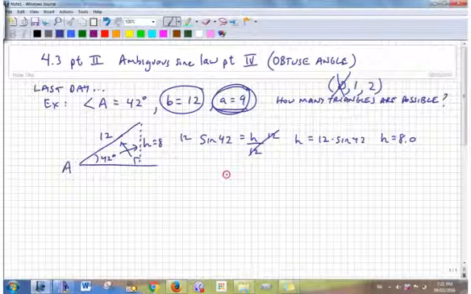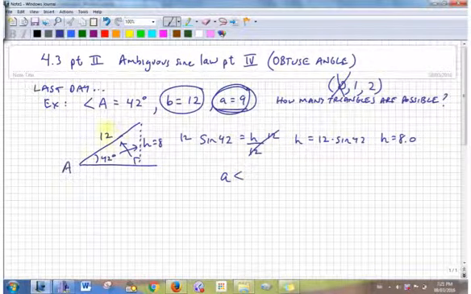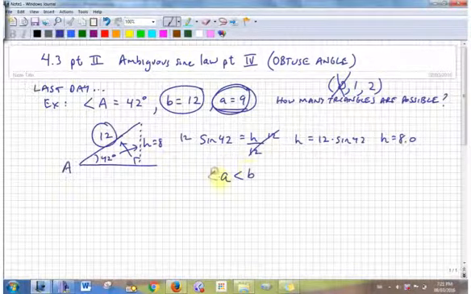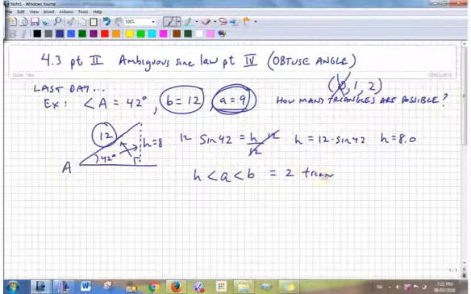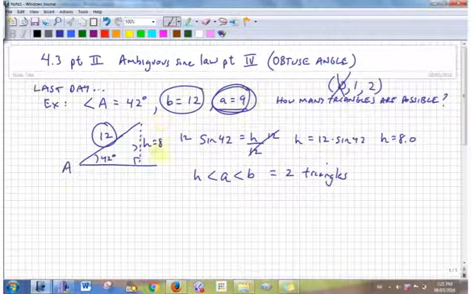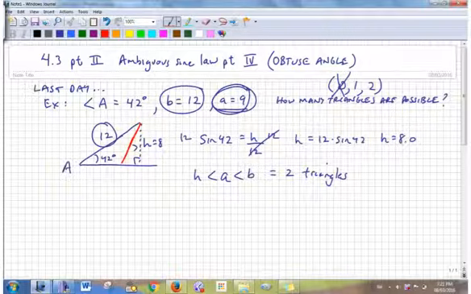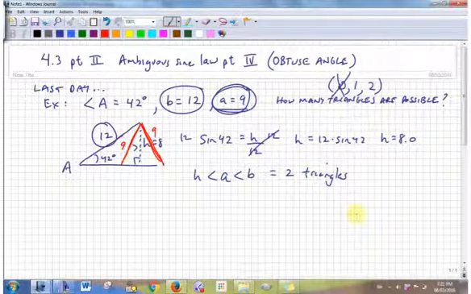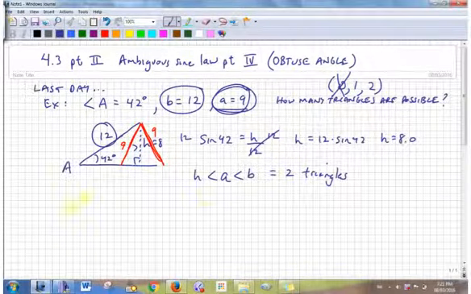And recall, if A is less than B, but greater than the height, there are 2 triangles that you can make. And visually, well, 9 is bigger than 8. I could put one there. Okay, it's less than 12, bigger than 8. Or I could put one about there-ish. So there are 2 possible triangles. That's the ambiguous case.